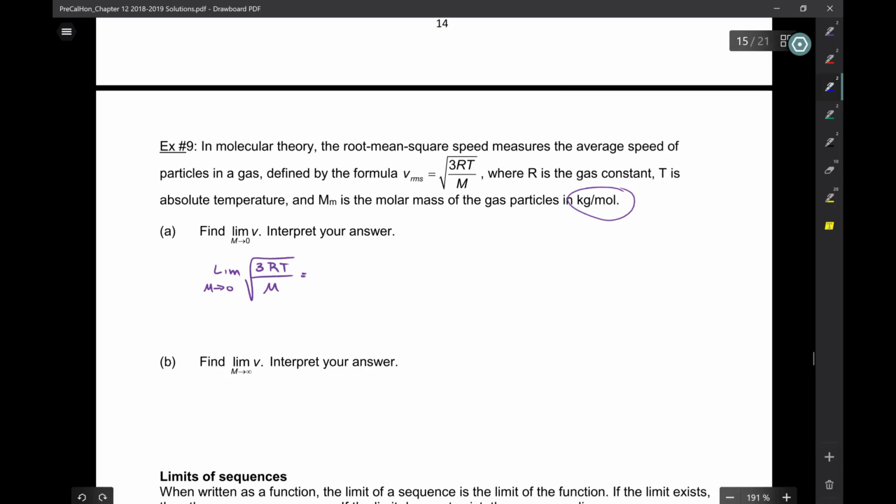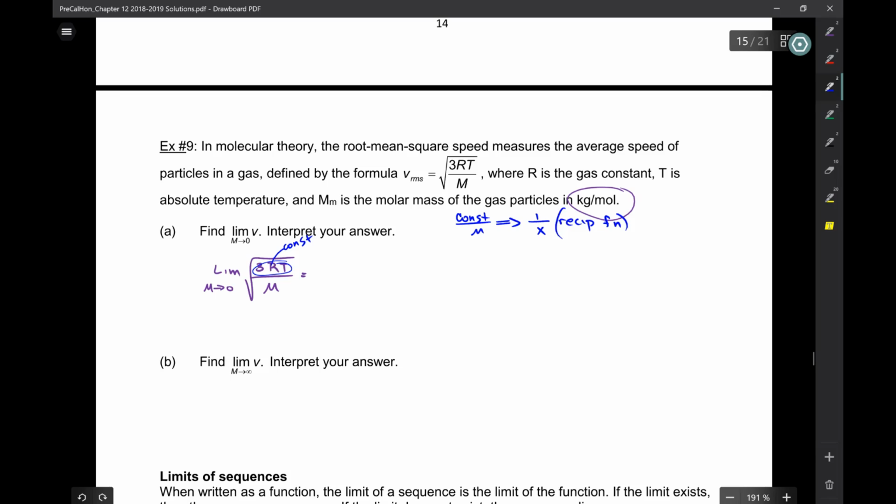Now, 3 is a constant. R is a constant. T is the absolute temperature. That's a constant as well. So, okay. So these are constants here. Okay? So what I have now is basically a constant over a variable. What I have is a constant over M, which is like 1 over x, right? It's like the reciprocal function.